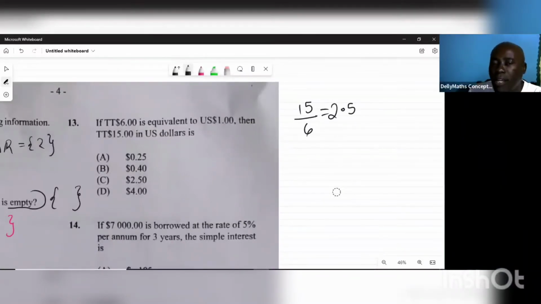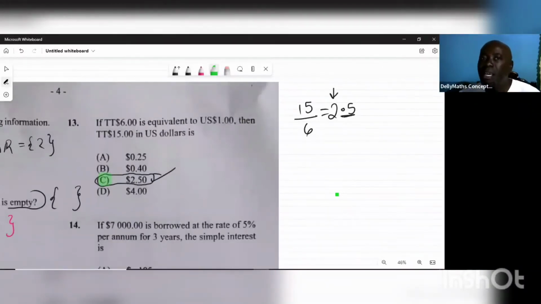But the moment I start working this and I say 6 into 15 and I get 2, and when I look here, the only response that has a 2, I wouldn't necessarily have to work out the other piece, because it's only one response that comes with a 2 at the front. So I'll just take this and go. This is how you save time. You don't necessarily have to work it down to the 0.5 since there is nothing else with a 2 in front. That is how you utilize strategy to save time.